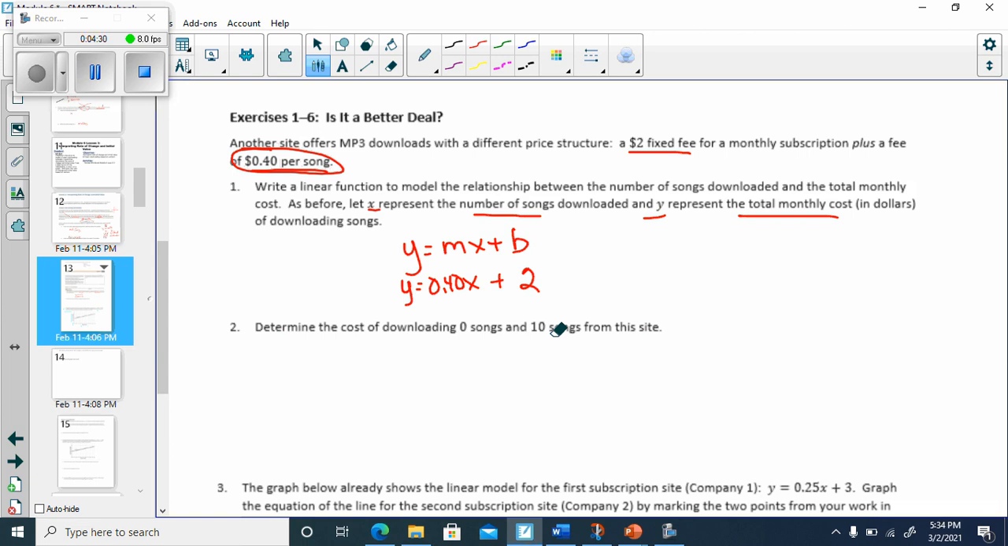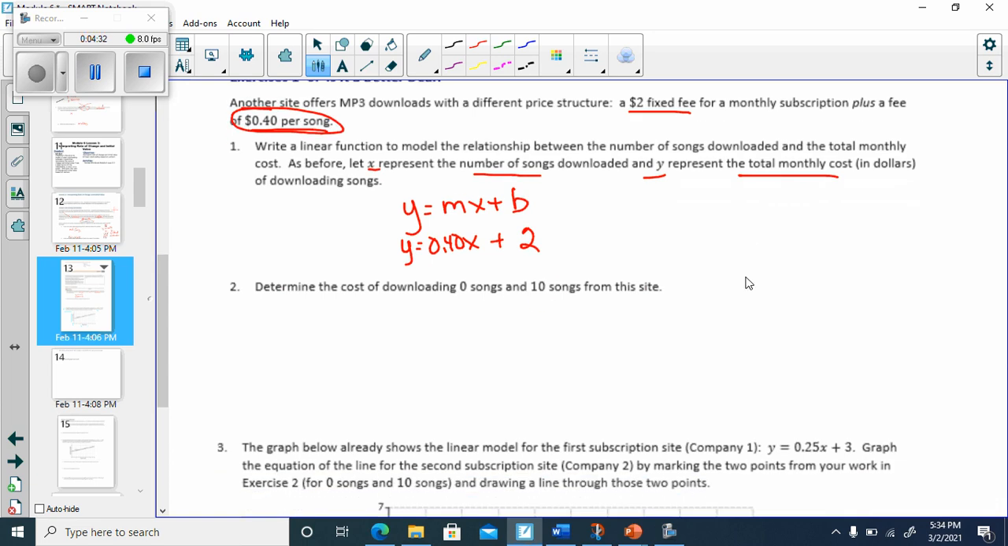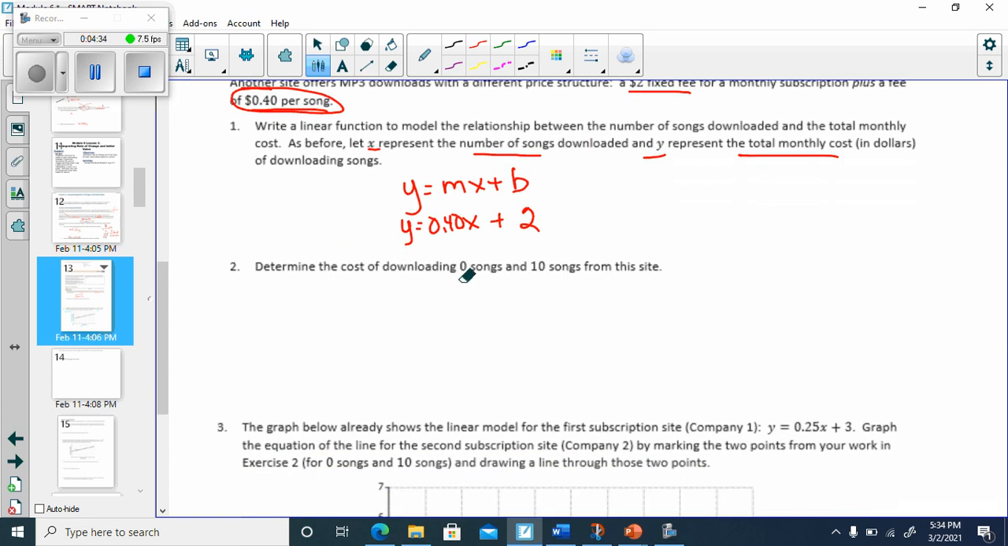Determine the cost of downloading 0 songs and 10 songs from this site. Here's what we're going to do. We're going to use both sites. We're going to call this company 2. We're going to do both of them so we can compare. I know they do this later on, but I think it'll be easier for us to do it here. This is company 2. This is company 1.